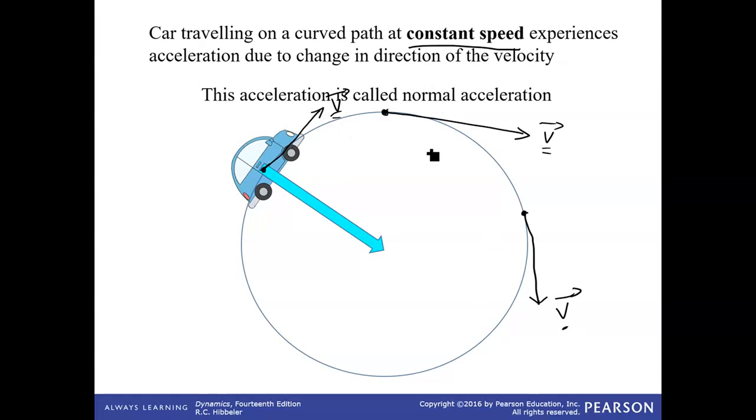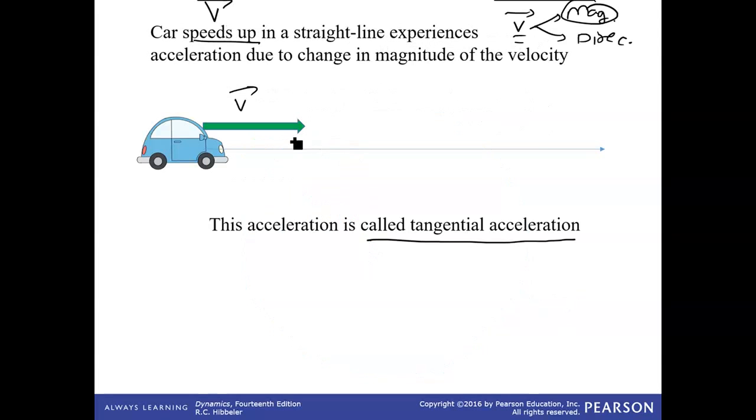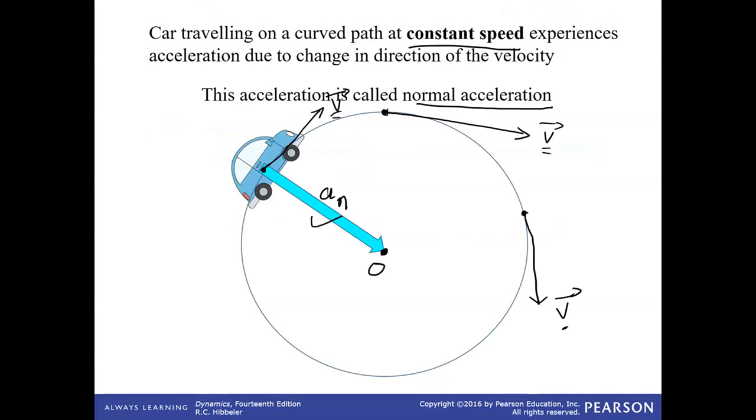And the car experiences acceleration, called normal acceleration, which is indicated by this arrow. Normal acceleration always points towards the center of curvature. The car is traveling along this curved path, and this point O is the center of curvature. For normal acceleration we use the nomenclature A with subscript small n, where n stands for normal. Similarly, this acceleration is called AT, where T stands for tangential acceleration.